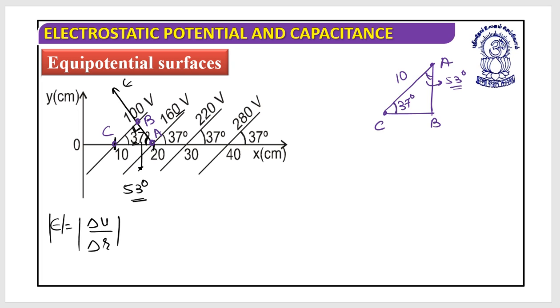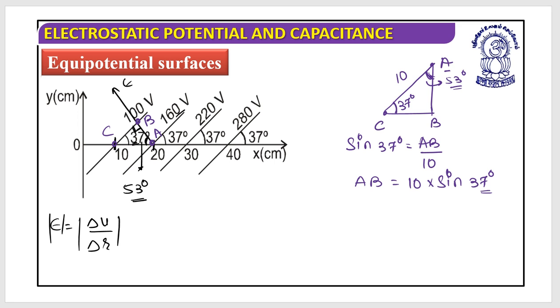Now tell me, you are interested in this AB, how can you do this? What I can see is that for this triangle, if I write the value of sine 37 degree, it is AB divided by AC, that means 10. So AB equals 10 multiplied by sine 37. Now again the question arises, what is the value of sine 37?